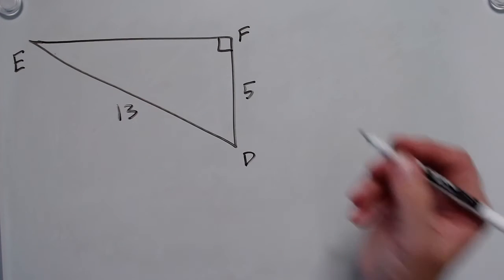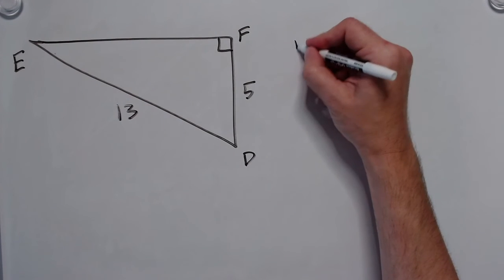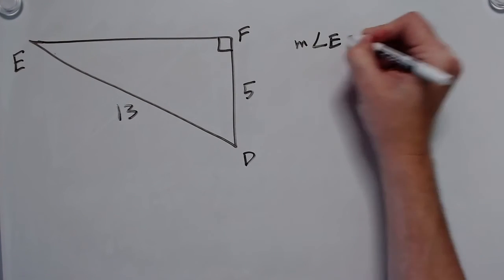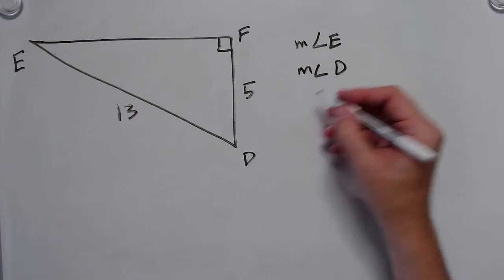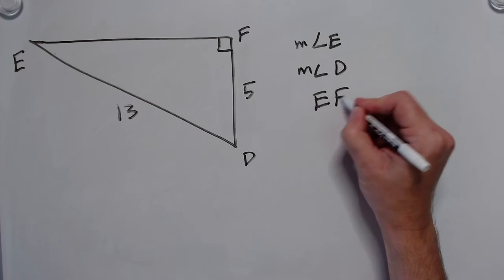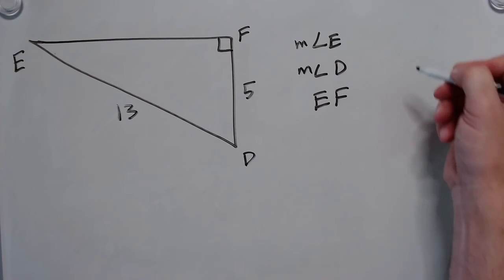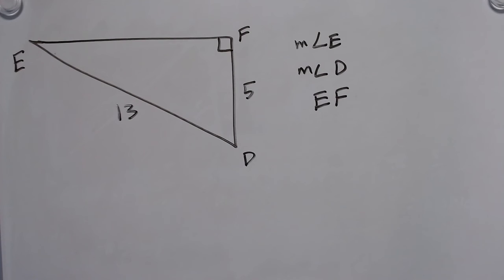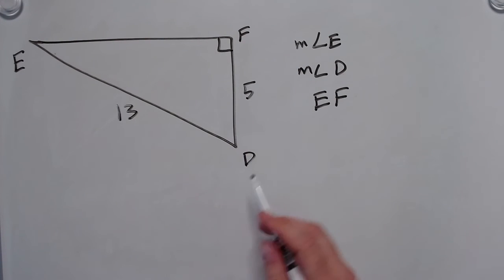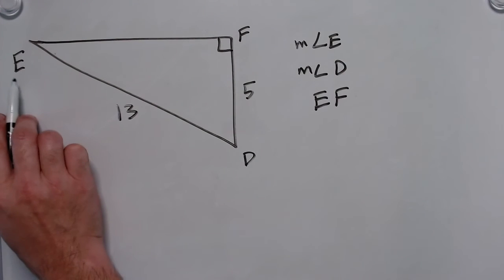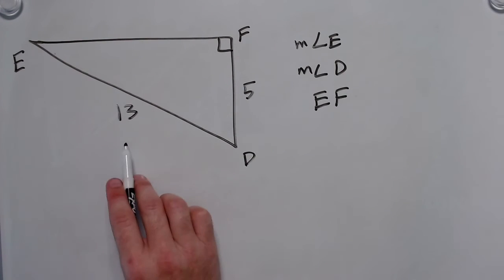What we want to know is, what is the measurement of angle E? What is the measurement of angle D? And what is the length of the side EF? So we've got three things we're trying to figure out here. Now we've been given some information. We have a leg and we have the hypotenuse. So let's look at E relative to these two sides.